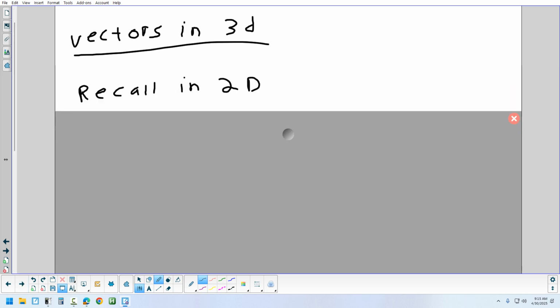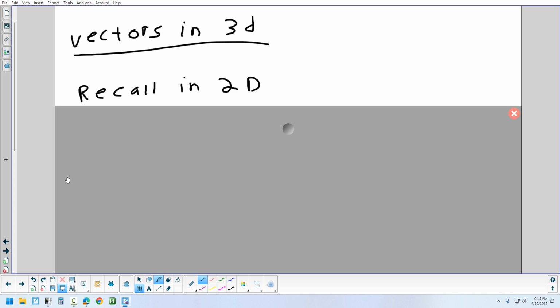Okay, so first of all, in 2D, how many components does a vector have in 2D? How many? 2, yeah. And we call those the horizontal and the vertical. When we describe them in unit vector notation, we had 2 unit vectors that we used. Does anybody remember the name of the unit vector for the horizontal component? What's the name of the unit vector that we use in the horizontal component?